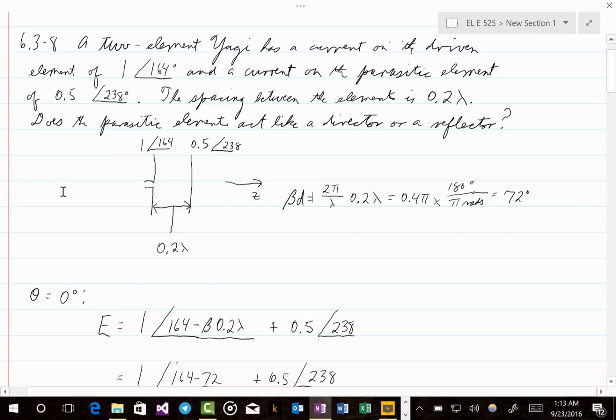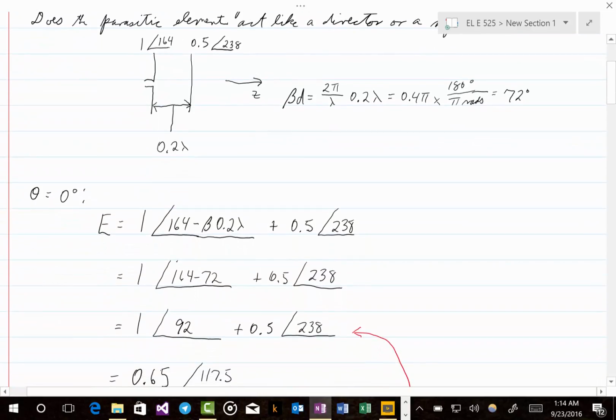On the other hand, if we find that the amplitude over here in the 180 degree direction is larger than the amplitude in the 0 degree direction, then this parasitic element must be acting as a reflector, and it's reflecting the wave that comes from the driven element back in this direction. So that's the idea of how we will solve this problem, is simply to compute the magnitudes in both end fire directions and then compare them. But there's one other interesting point that will arise as we go through this problem. So let's see how it goes.